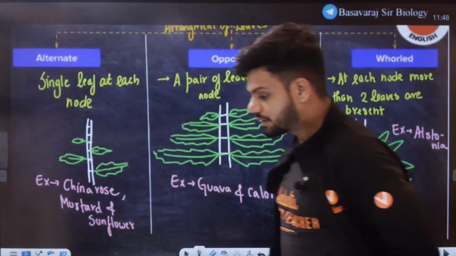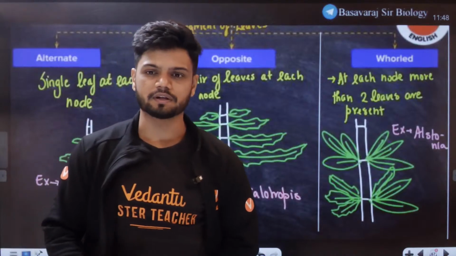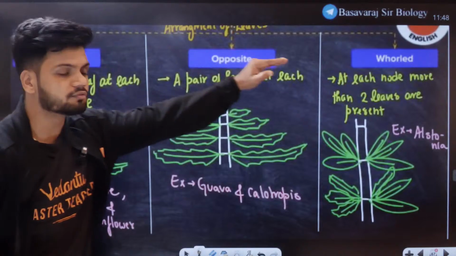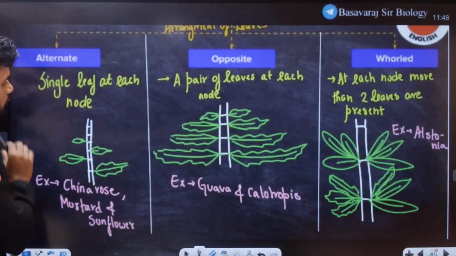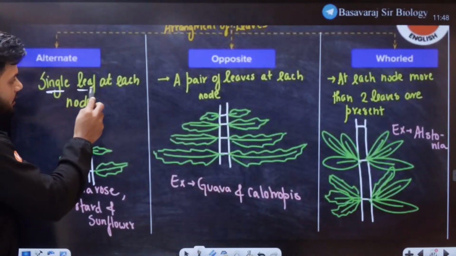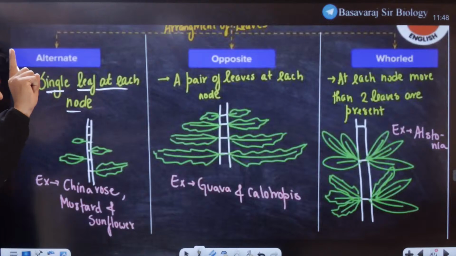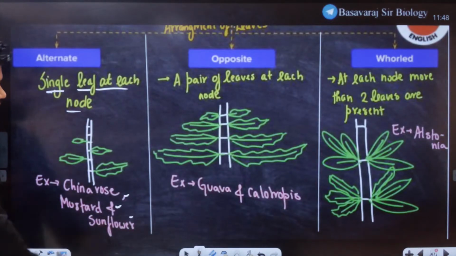Now students, there is something called arrangement of leaf. Here there is something called alternate, opposite, whorl. Very, very simple. In alternate, what is happening? Single leaf at each node. Every single node will have one leaf. Examples: China rose, mustard, sunflower.